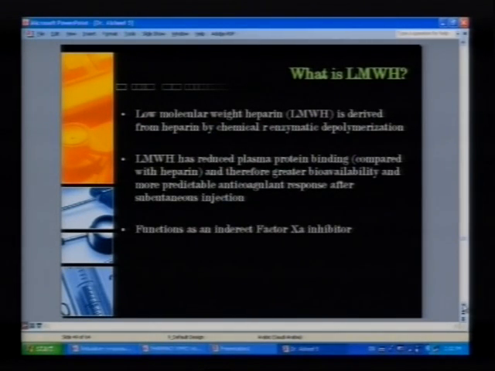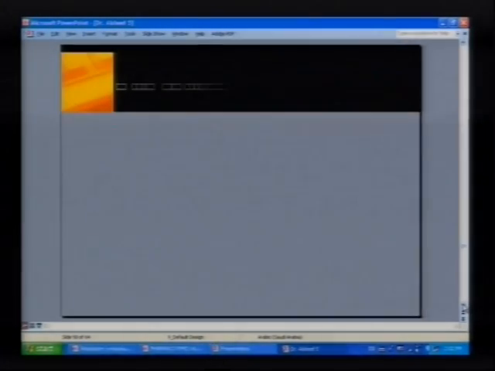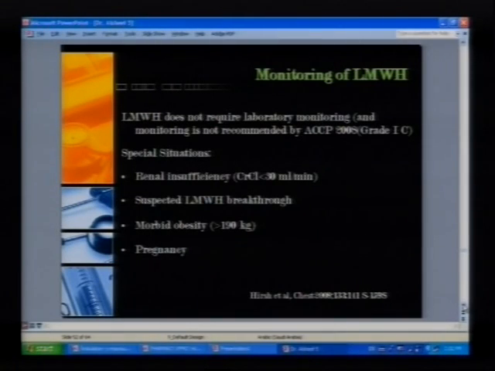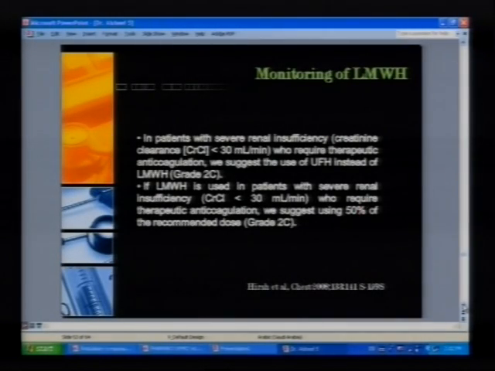And this is low molecular weight heparin. Everybody knows what it is. You need to monitor low molecular weight heparin when there is renal insufficiency, creatinine clearance less than 30, suspected low molecular weight heparin breakthrough, morbid obesity more than 190, or pregnancy. Otherwise, we don't need monitoring of low molecular weight heparin. And if you have a creatinine clearance less than 30, try to avoid low molecular weight heparin. Go for unfractionated heparin. If you use it, adjust the dose and monitor INR.